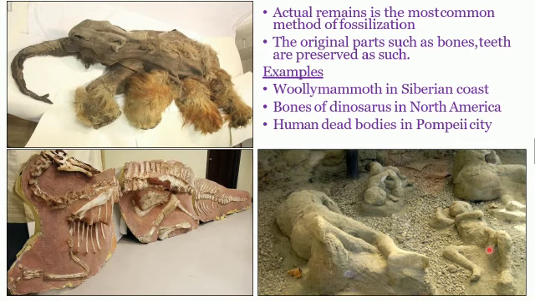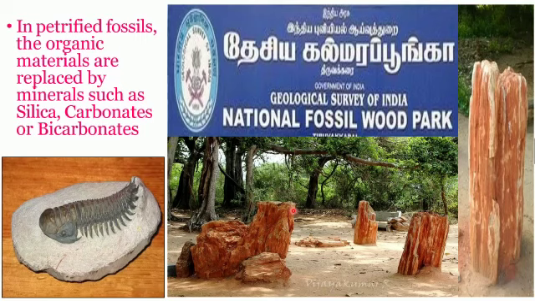Here it is, the human body, preserved intact by volcanic ashes. Volcanoes, by its lava and by its ash, which gushed out from the Mount Vesuvius volcano, the ancient city of Pompeii. And here you can see the human dead bodies. All these are the evidences for fossils. The method of formation of fossil is called fossilization.